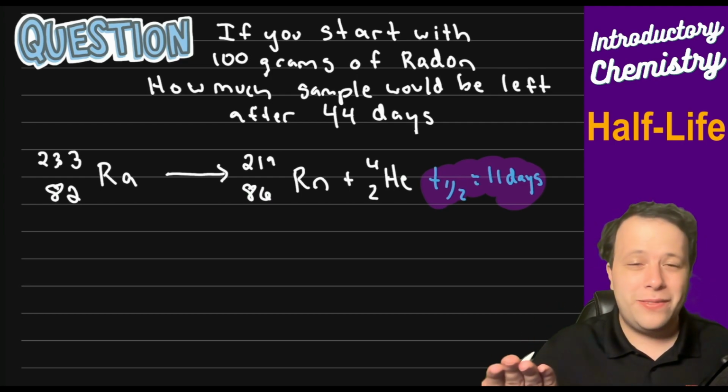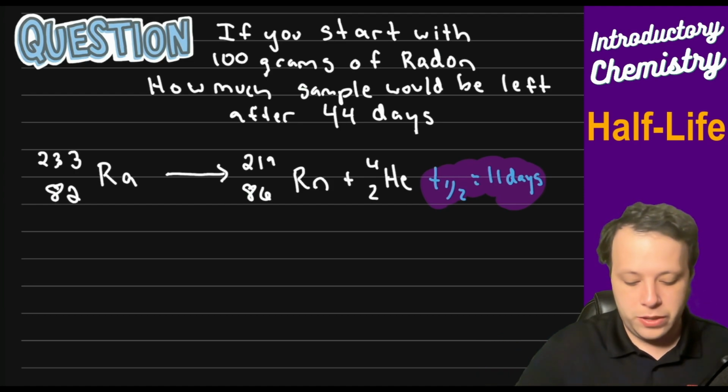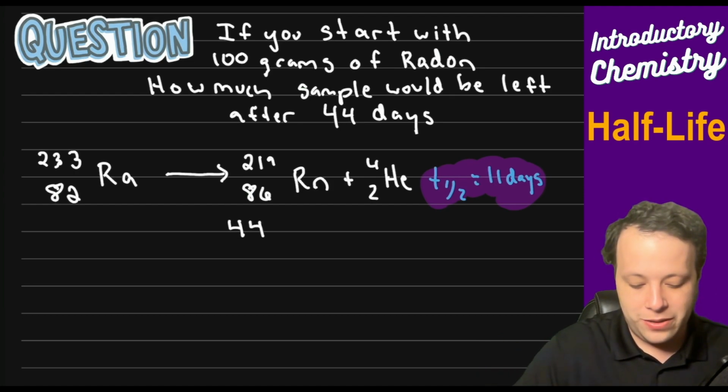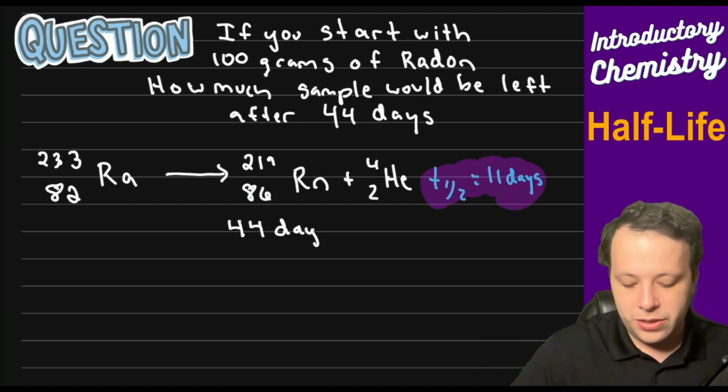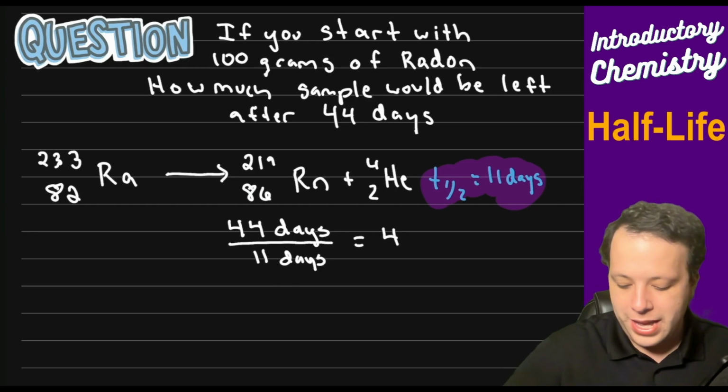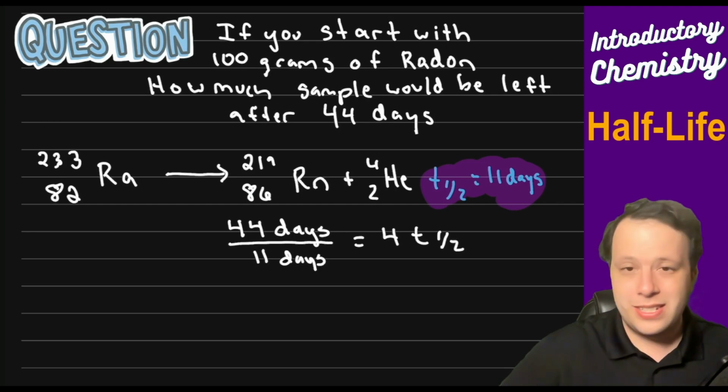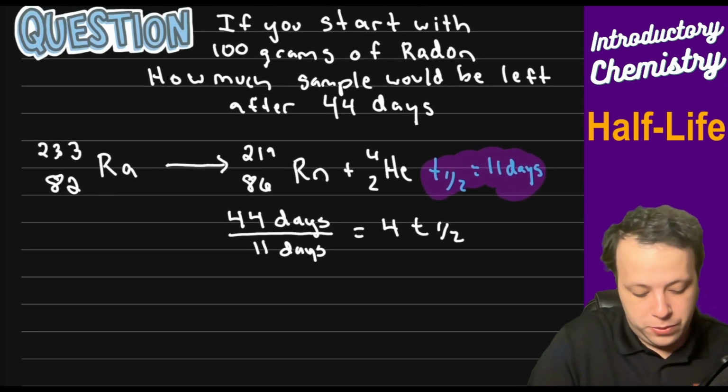Well, how many half-lives would fit into 44 days? We can do a little bit of math here. If we have 44 days total, and I divide that by 11 days, it's going to be about 4 half-lives is how long this is going to take. So let's show how that would work.